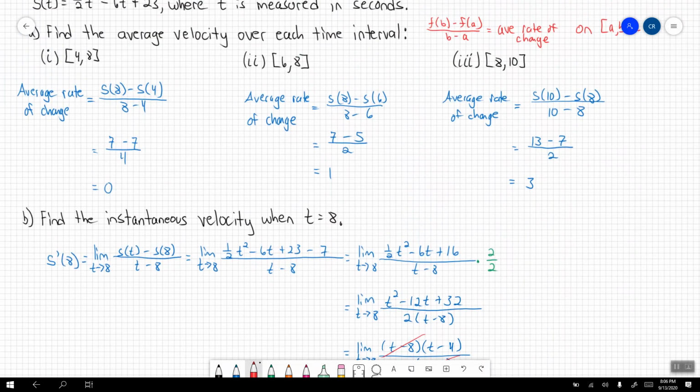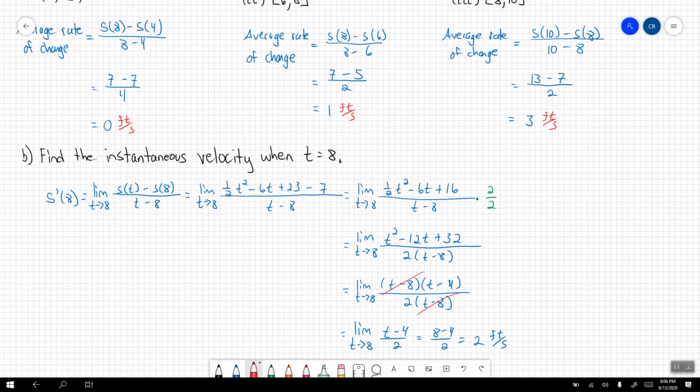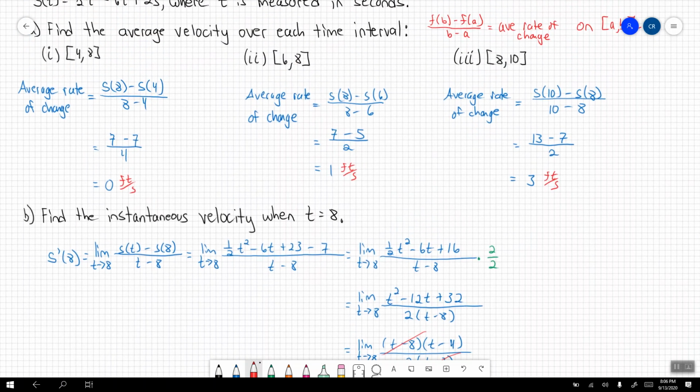Notice the average velocity on the interval from 4 to 8 was 0 feet per second. On the second interval from 6 to 8 seconds, it was 1 foot per second. And the average velocity for the last interval from 8 to 10 was 3 feet per second. So naturally, as we look at this, the instantaneous velocity is going to be better approximated for the intervals where the h value is smaller, or in other words, where the difference between the two interval endpoints is smallest.